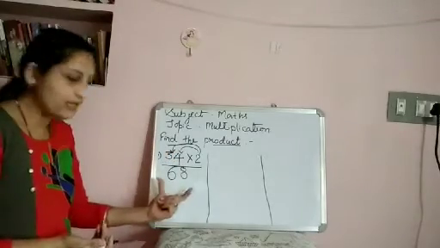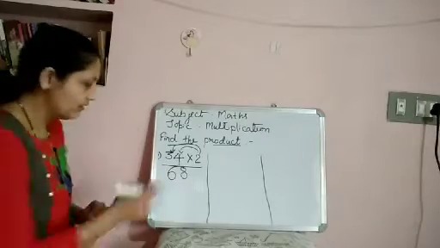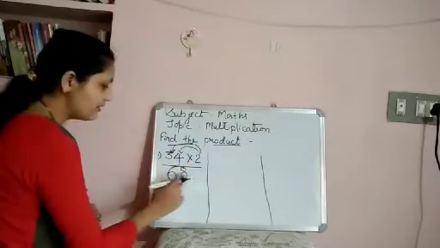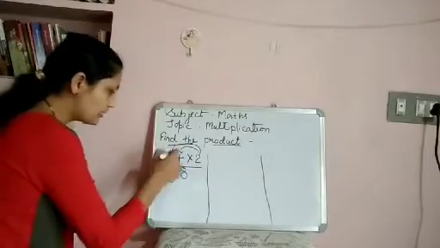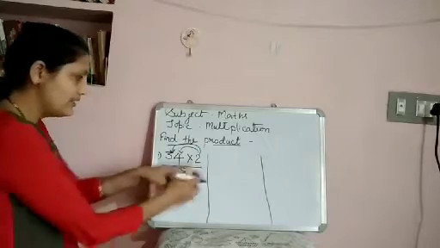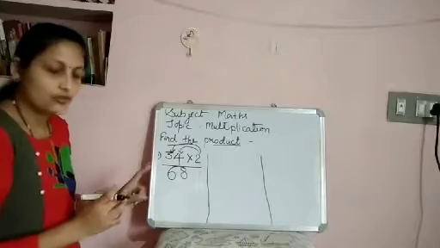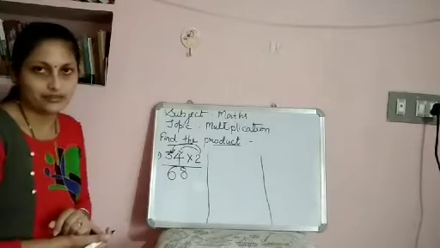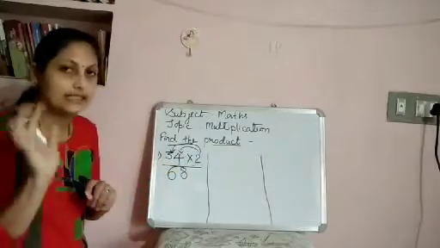So what is this number? 68. 68 is the answer. 34 into 2 is 68. 2 fours are 8, 2 threes are 6. Clear? The first answer you write first, and the second answer you write before the first digit. So 68 is the answer. In this way you multiply a two-digit number with a single digit.